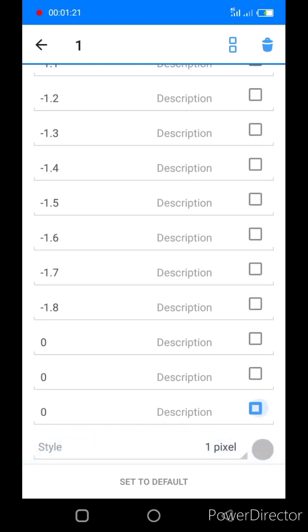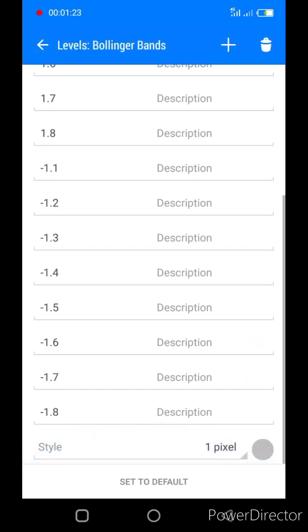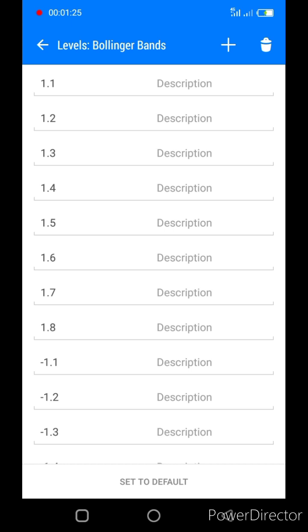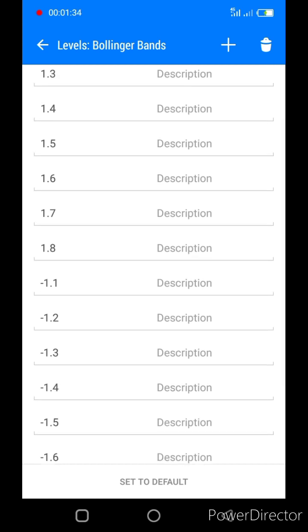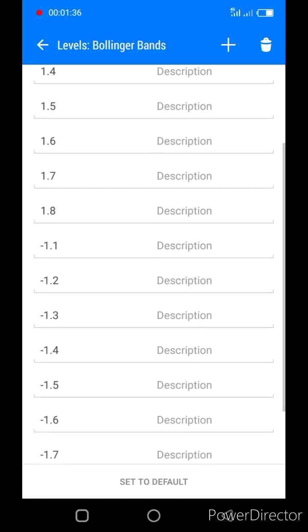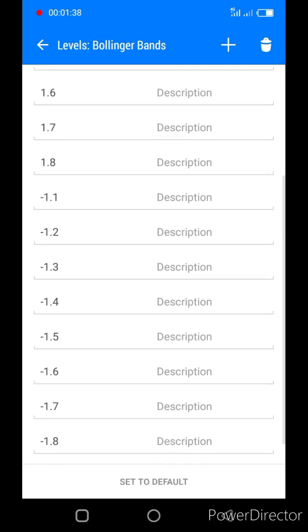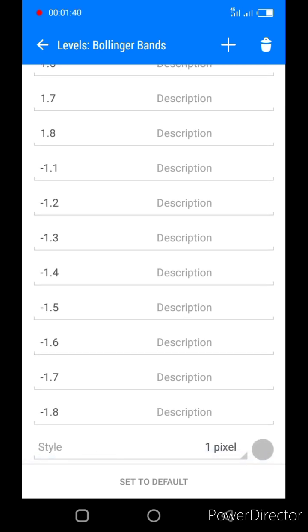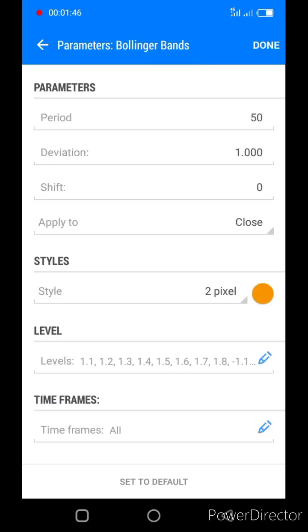So this is the setup now. Bollinger Bands 1.1, 1.2, 1.3, 1.4, 1.5, 1.6, 1.7, 1.8. Then you go to minus 1.1, minus 1.2, minus 1.3, minus 1.4, minus 1.5, minus 1.6, minus 1.7, minus 1.8. So that is that. Then you click done when you are done.